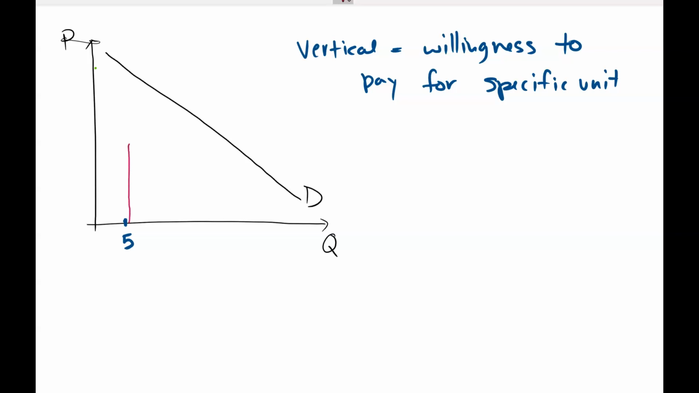So we're going all the way up here at 5. I'm going to make this one wide. You'll see in a second why I'm doing this. We go to this point. You can just think of it as this height, right? And suppose this is $100. So what does that tell us? It means for this fifth unit, they're willing to pay $100. So that's what the demand curve tells us. For this particular unit, the person who buys it is willing to pay up to $100.